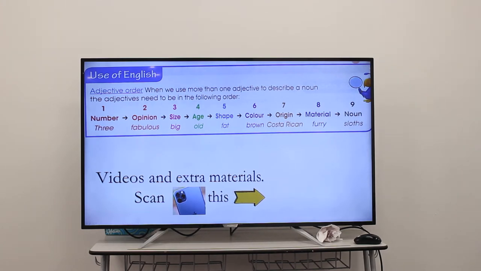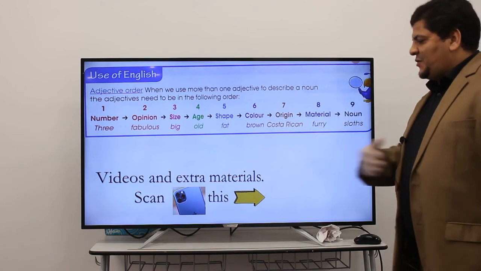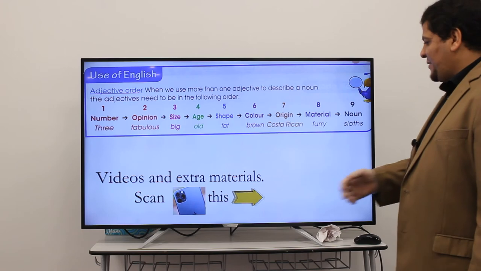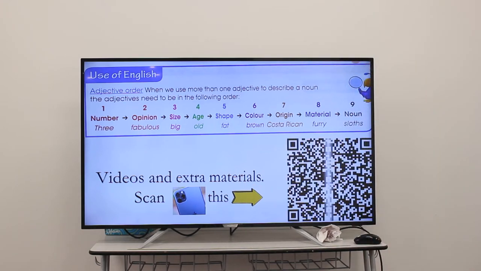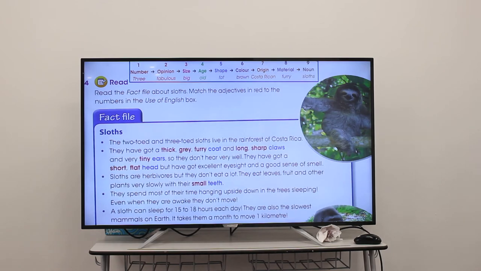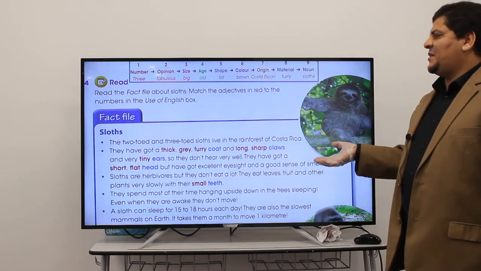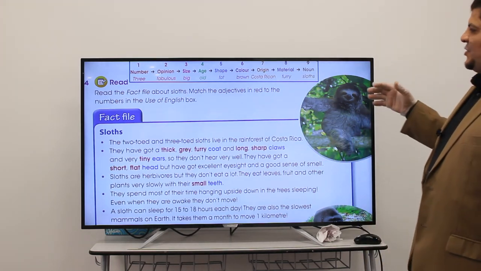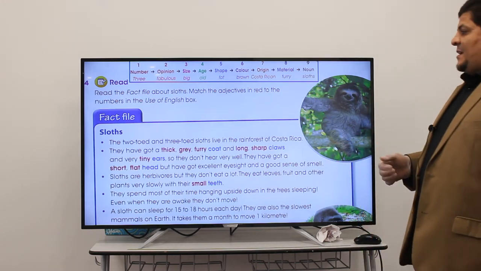Also, if you need more information about this, if you don't understand it, you can use your mobile, as I told you with others. You are going to use your mobile and scan this code. This code has more information and videos about the adjective order. Now, I have minimized this, and we are going to read the fact file about sloths and match the adjectives in order to the numbers in the Use of English books.